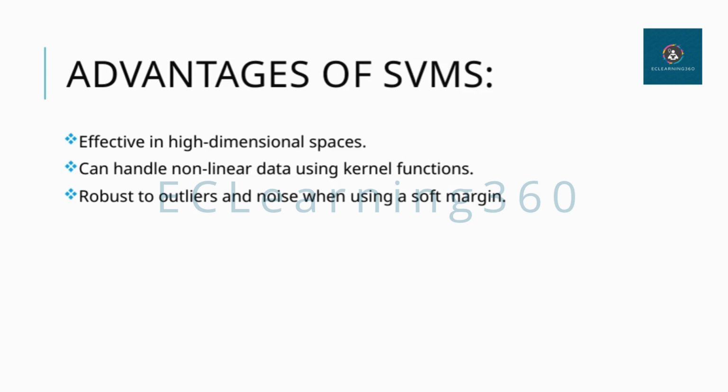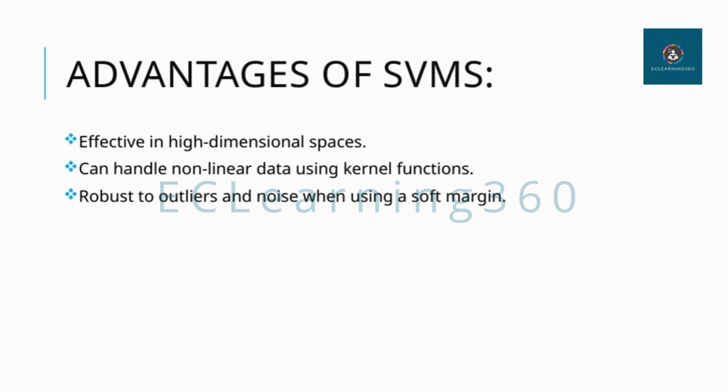Let's talk about some key advantages of support vector machines. First, they are highly effective in high-dimensional spaces, which means they can handle data with many features without losing their accuracy. This is especially useful in fields like text classification or genomics, where data can have thousands of attributes.